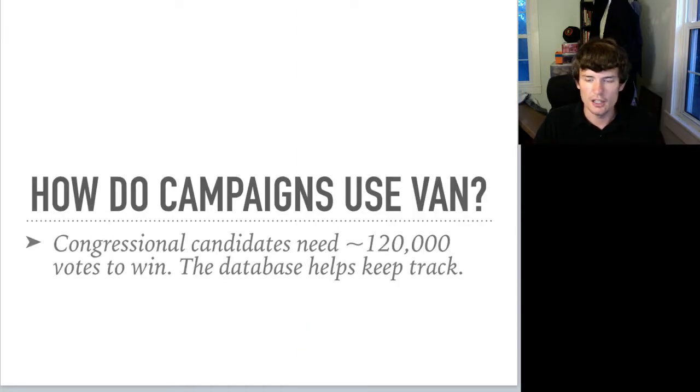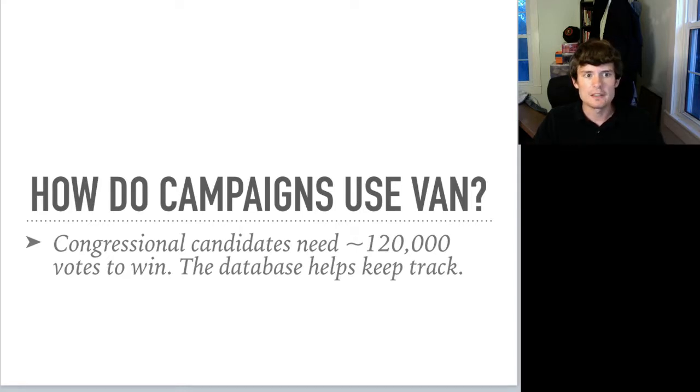So campaigns use VAN because congressional candidates, for example, need a lot of votes to win. Next year, our candidate in the 2018 midterms is going to need at least 120,000 votes to win the election, and VAN is a giant database that helps keep track of all that information.